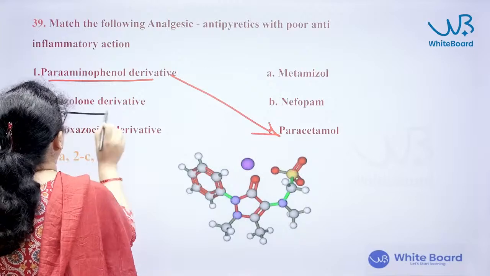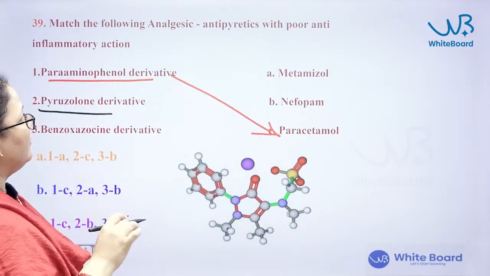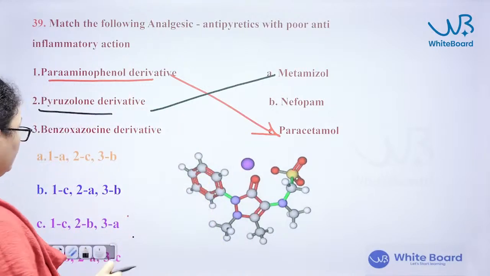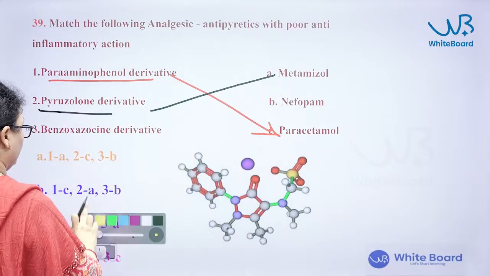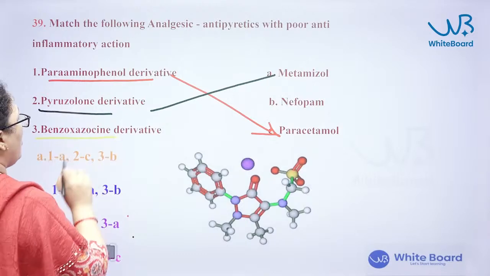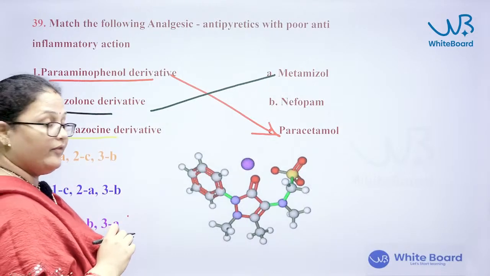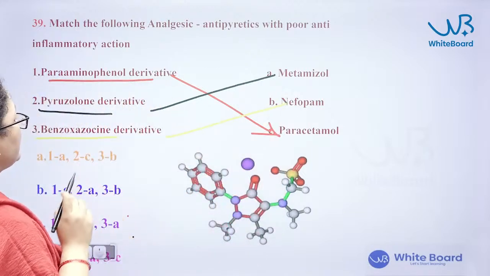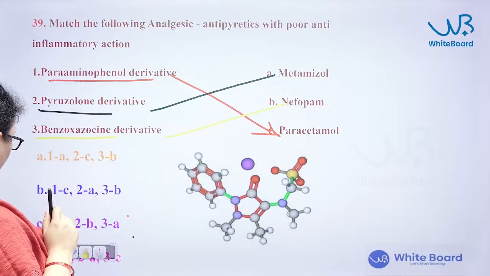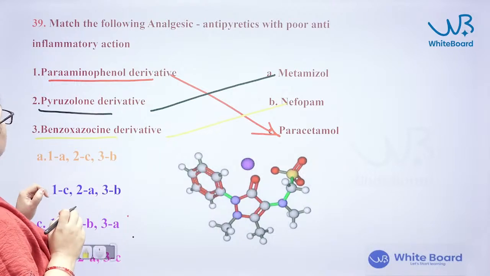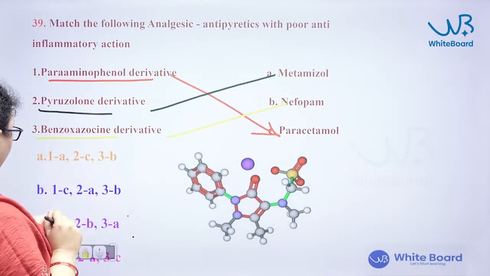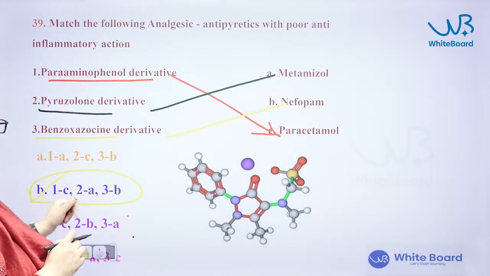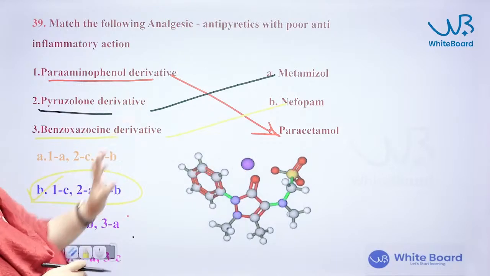Next, pyrazolone derivative, that is A, metamizole. Next, benzooxycontin derivative, nefopam. So, what is the correct option? First one is C, where it is B and C option is there. Second one is A. Okay. So, the correct one is the B option. First one is C, second one is A, third one is B.